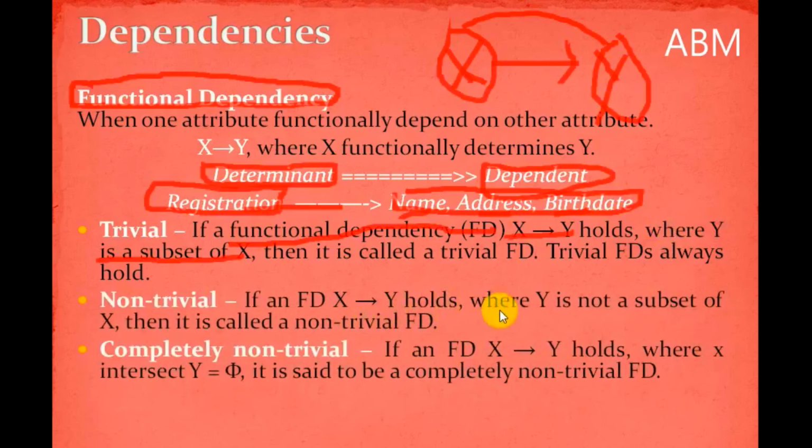Non-trivial dependency holds when y is not a subset of x. It means that some of its elements will be in x, but not all the elements will be in x.